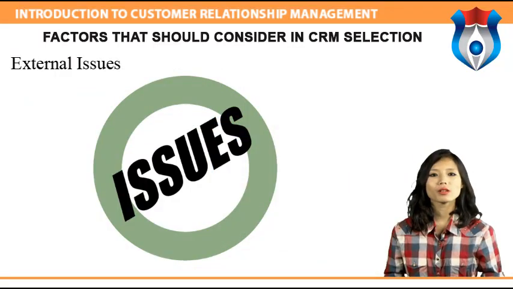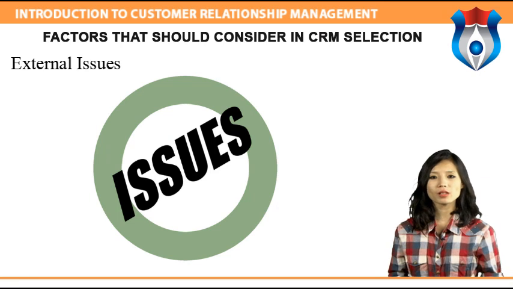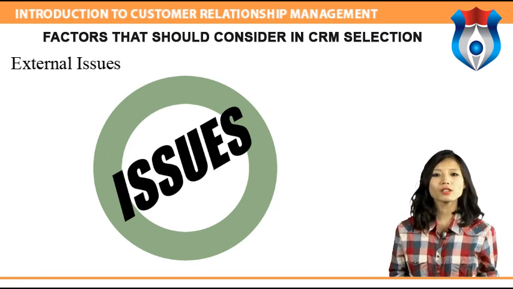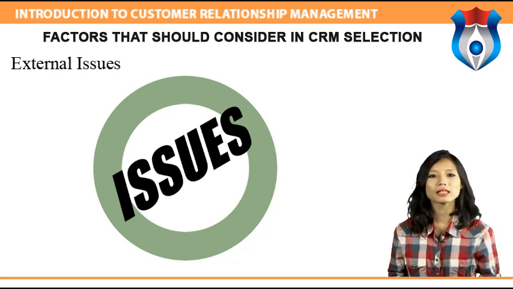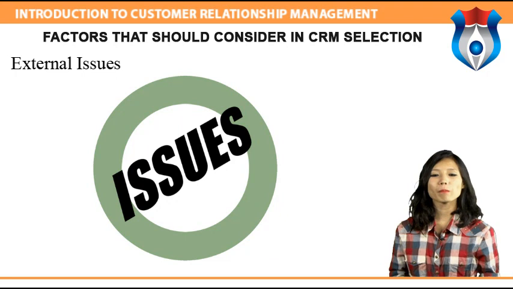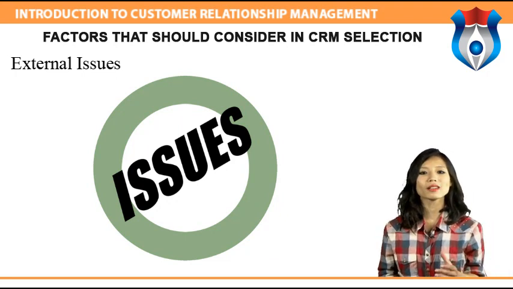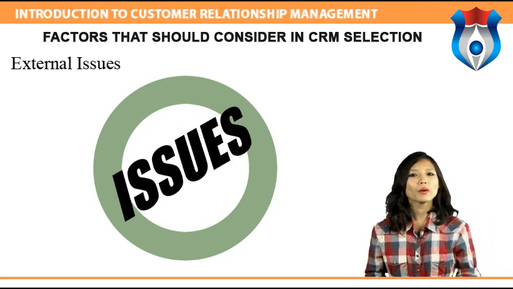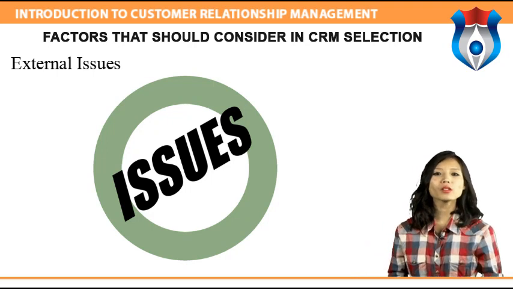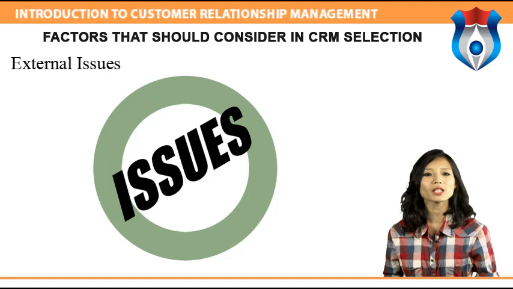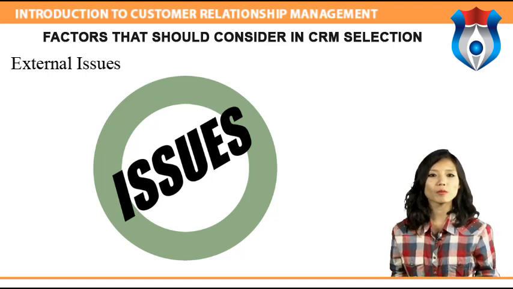External issues. CRM involves the gathering and analysis of large amounts of customer data. In some industries, this is easier to accomplish than in others. Heavily regulated industries such as healthcare and banking need to pay particular attention to privacy and compliance issues. Whether choosing an on-premise or SaaS solution, look for vendors with significant expertise in these environments.